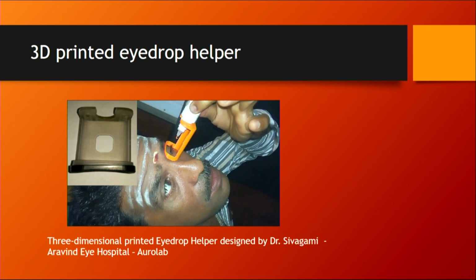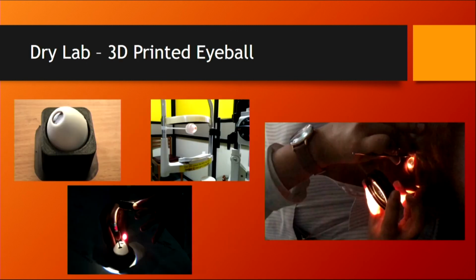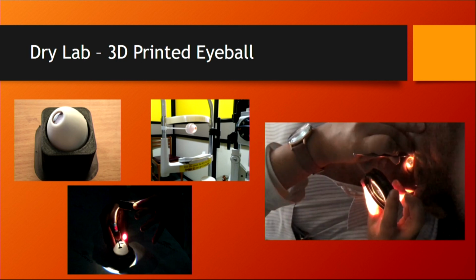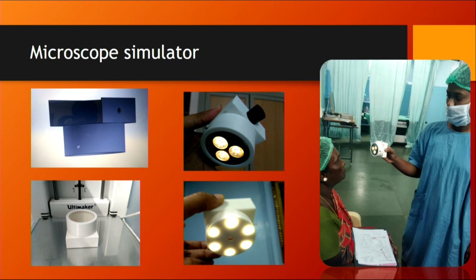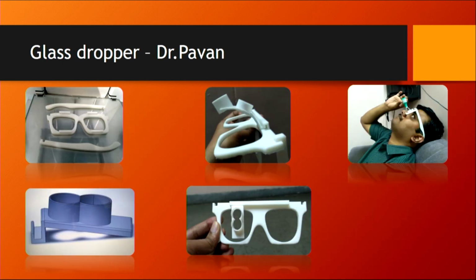In Aravind Eye Hospital, we have 3D printed the eye drops helper, and the eyeball model which is used for teaching residents direct ophthalmoscopy, indirect ophthalmoscopy, and slit lamp examination with a 90 diopter lens. So all of them can practice on these models. We have also 3D printed microscope simulators which can be used to help counsel the patient before phaco surgery on what light they will see, and we have also printed a glass dropper.